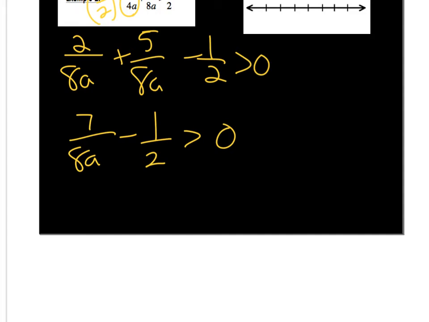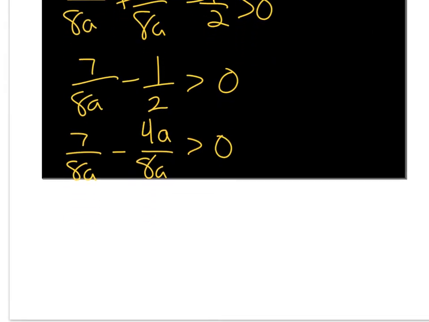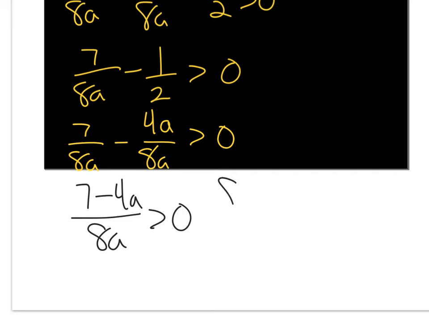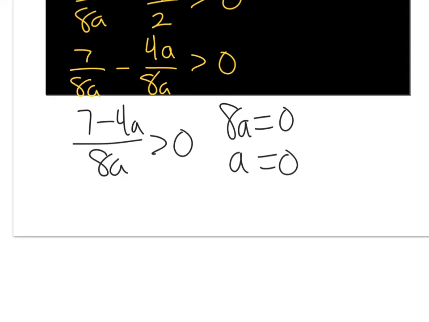Now I need to make one more switch here. So this becomes 7 over 8a minus, and over here I need to make a common denominator. So that's going to be 8a, that's going to be 4a, minus, greater than 0. So combining into one fraction would be 7 minus 4a over 8a greater than 0. Now this is about as simplified as I can get it. So what I want to do is set the denominator equal to 0. So 8a equals 0, so a is going to equal 0. Set the numerator equal to 0 to figure out my actual solution or zeros.